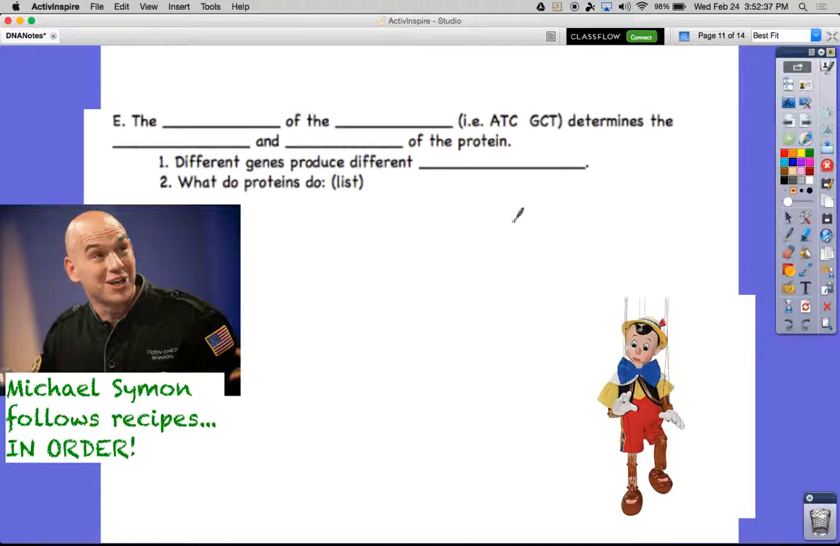The next part here is we start to talk about how we're going to... Ooh, I skipped a part. Okay. The order of the bases, that's what we're talking about with the A, T, C, or the G, C, T, determines how many and what type of protein is produced. The different genes produce different proteins.